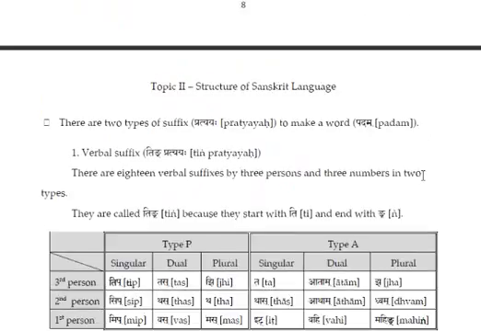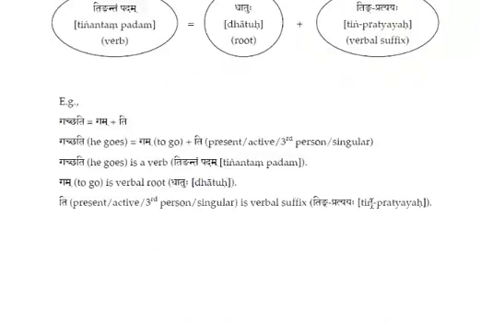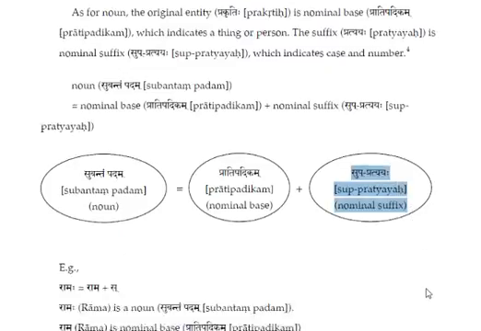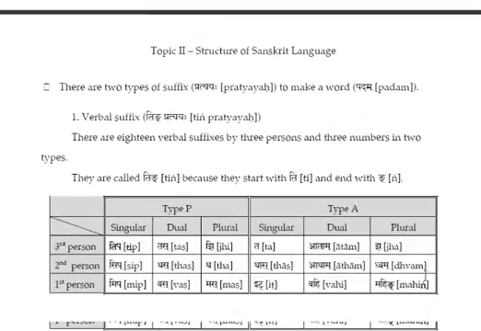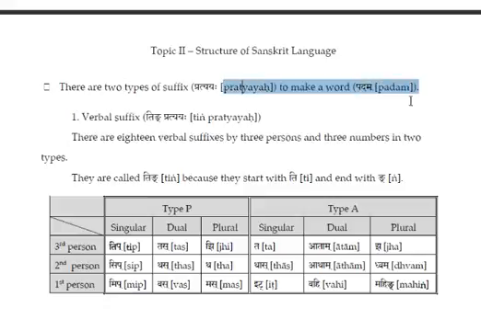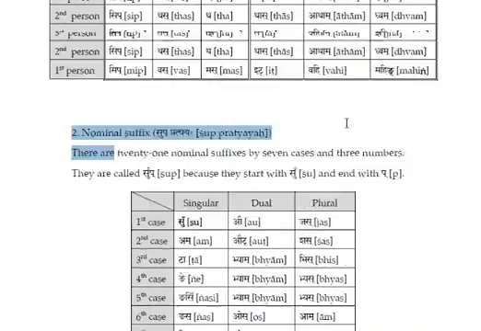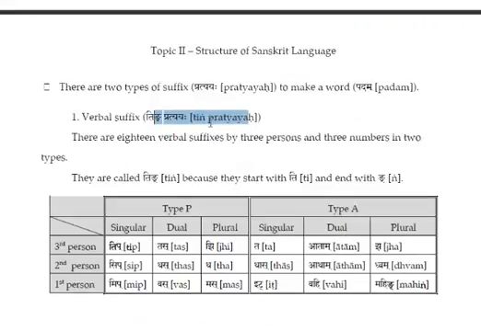So this is what we studied last time. Today we are going to see what tin and sup are. There are two types of suffix to make a word. What are these? Tin pratyaya and sup pratyaya.